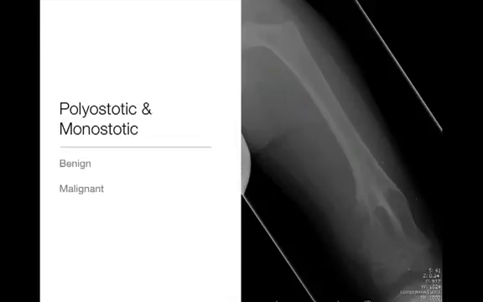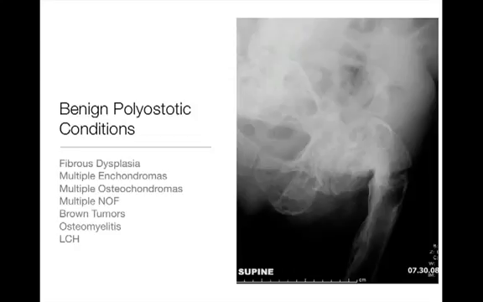And a lot of the other things we're going to talk about on the benign polyostotic list are much rarer, and you may not ever run across them at all. But at least we'll hopefully have heard of them. So we'll run through some of the more common benign polyostotic things, and then just briefly talk about the malignant things, which is pretty straightforward, really.